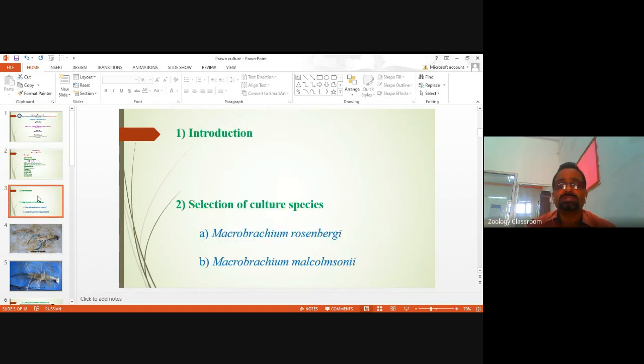The first point is the introduction. Prawn culture has great attention because of its increasing demand in the international market. It has high market value due to its delicious taste and high nutritive value. Prawns are highly proteinous, nutritious, and delicious seafood, in high demand in inland markets as well as local markets.